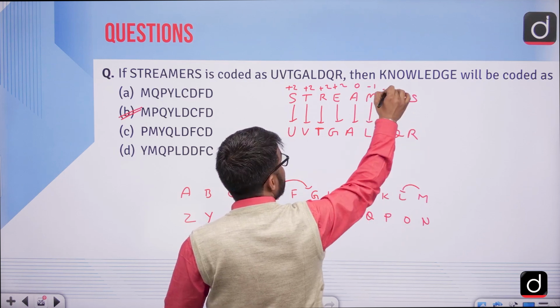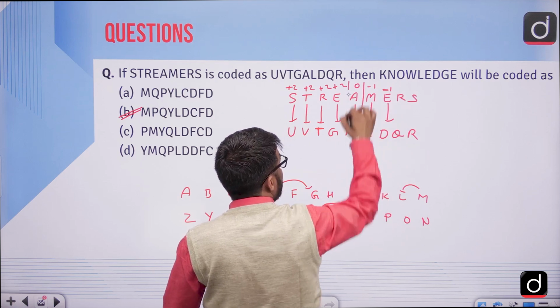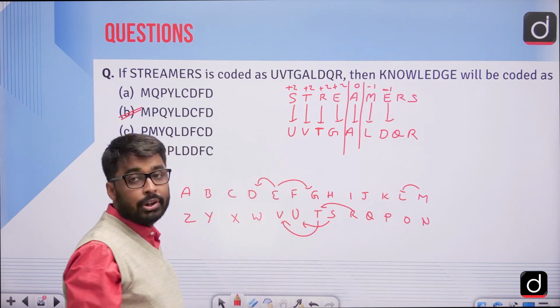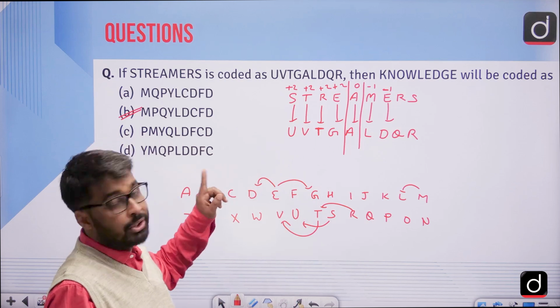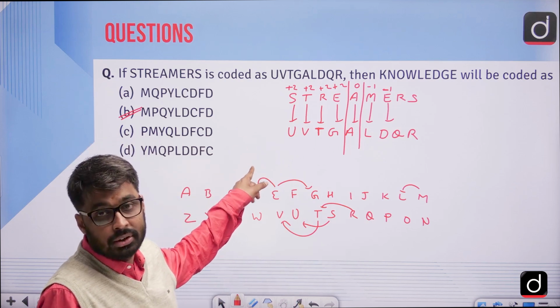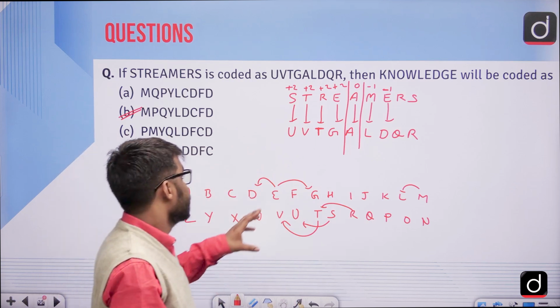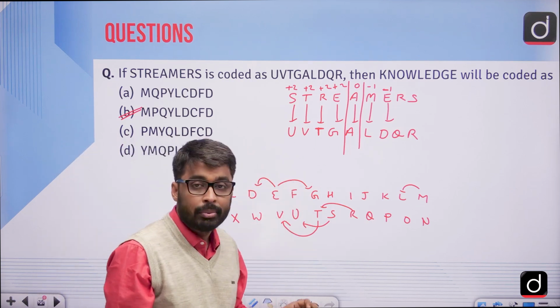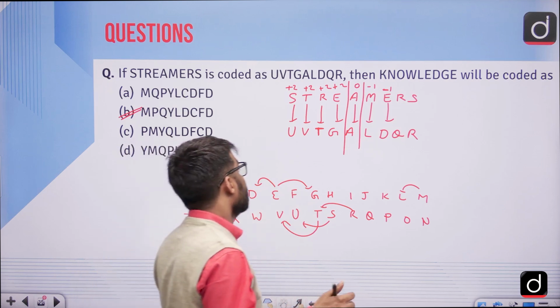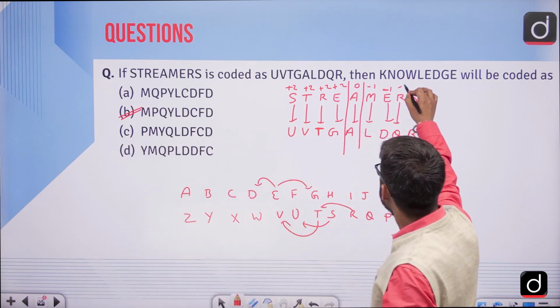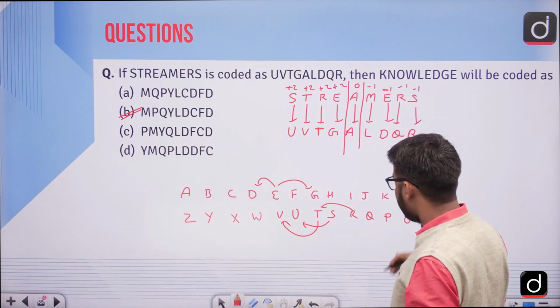So now you can see that the word was broken into 3 parts. I told you this concept in class, that whenever there is a gap of 0 coming in between, the word is getting broken. For R, it is Q at a minus 1 gap. For S, it is R at a minus 1 gap.